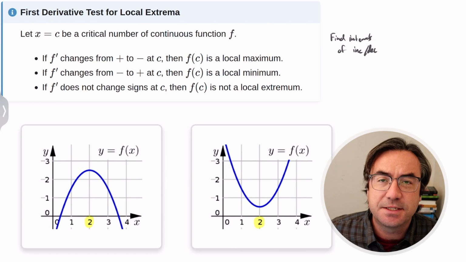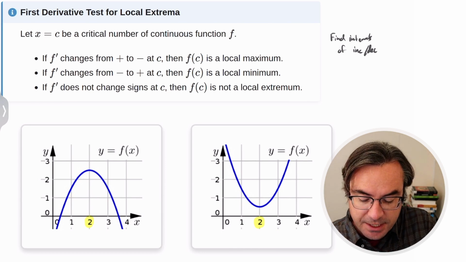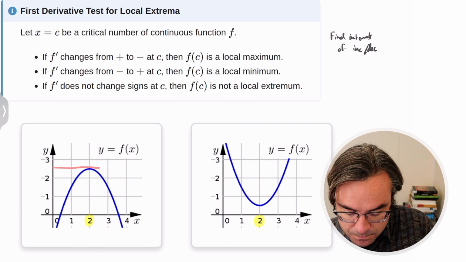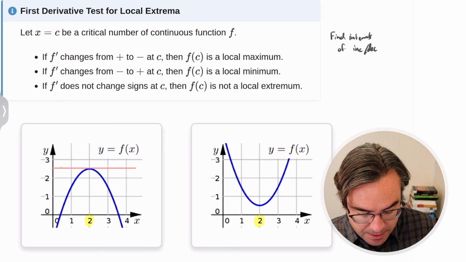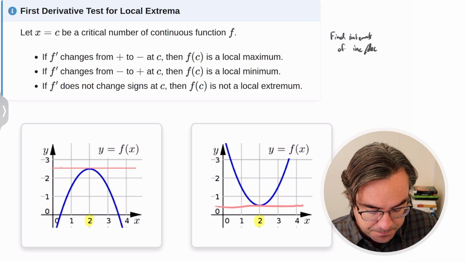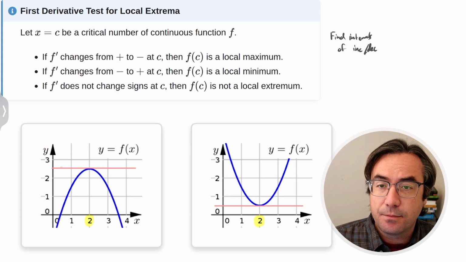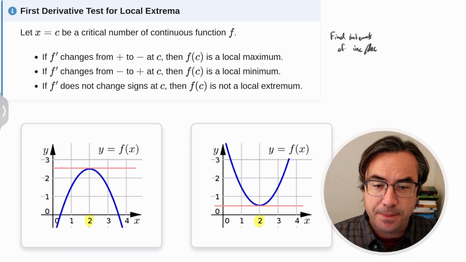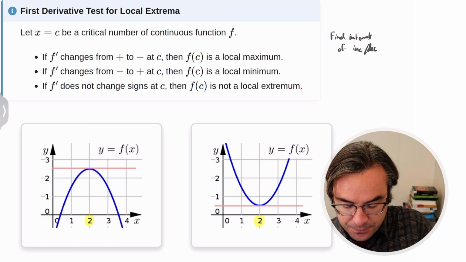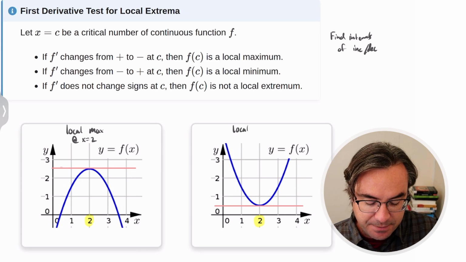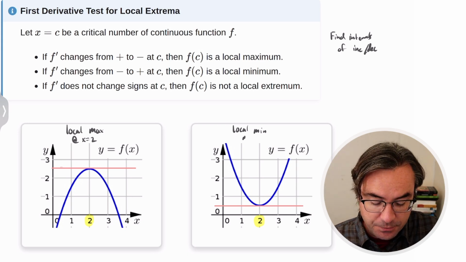So why is x equals 2 a critical number? Well, because in each of those cases, we have a horizontal tangent line. So we could draw our tangent line here, and then draw our tangent line here. And each of those is horizontal. Okay. So we definitely have a critical number at x equals c. Now in the first case here, this is an example of a local max at x equals 2. And in the second graph, this is an example of a local min at x equals 2, at our critical number.